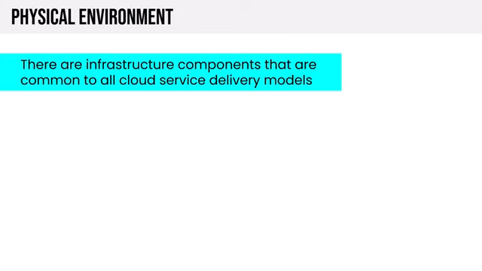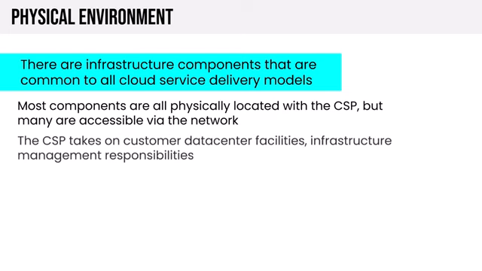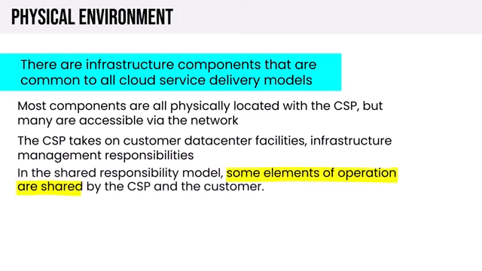So there are infrastructure components that are common to all cloud service delivery models. Most of those components are physically located with the CSP, but many are also accessible via the network. So the CSP is taking on customer data center facilities, infrastructure, and management responsibilities. They are responsible for the physical by and large. In the shared responsibility model, though, we know some elements of operation are shared by the CSP and the customer.